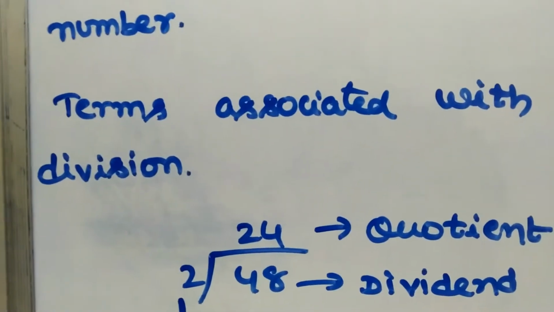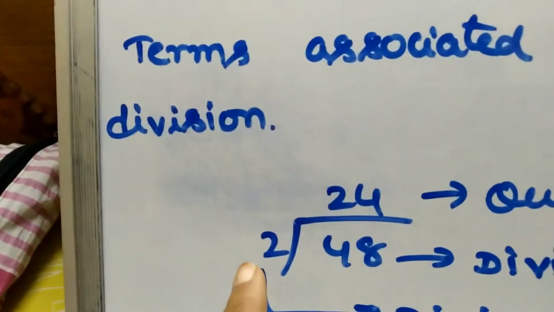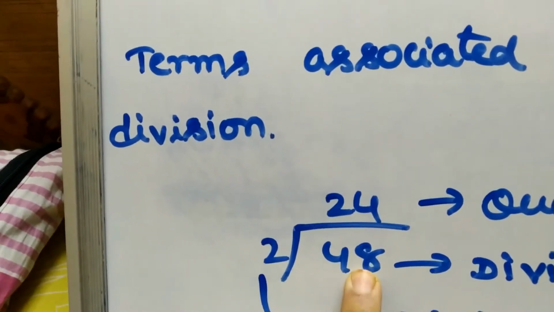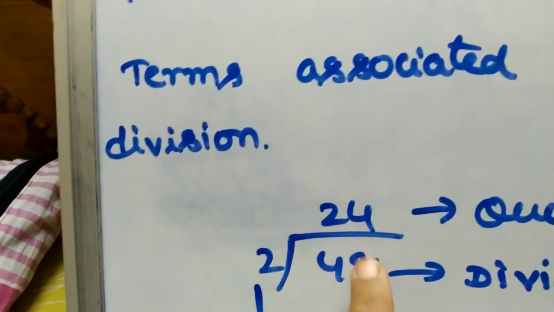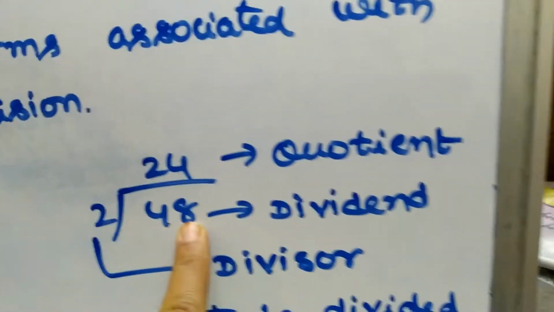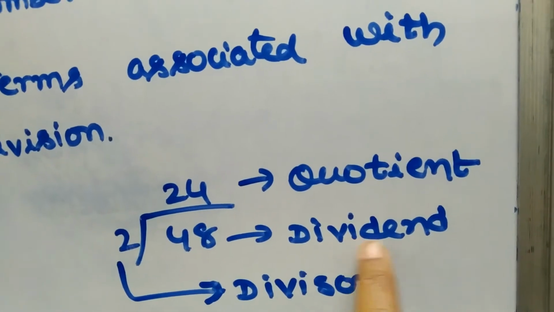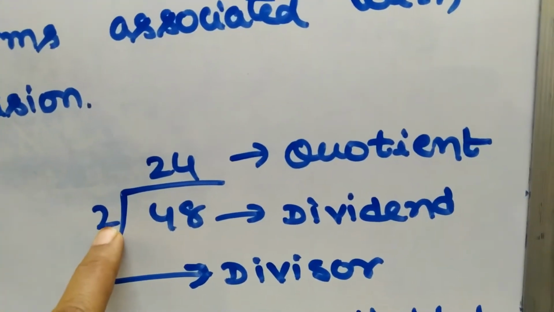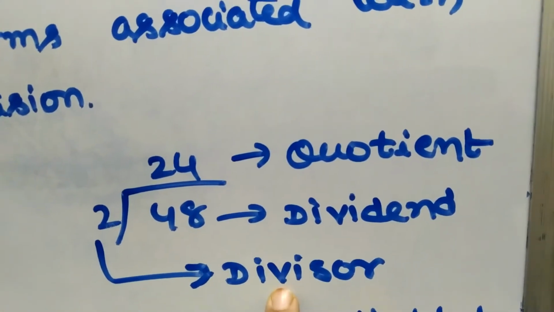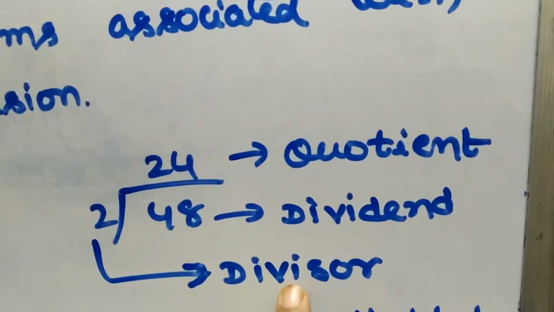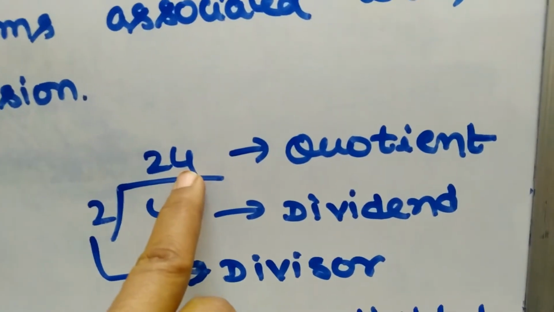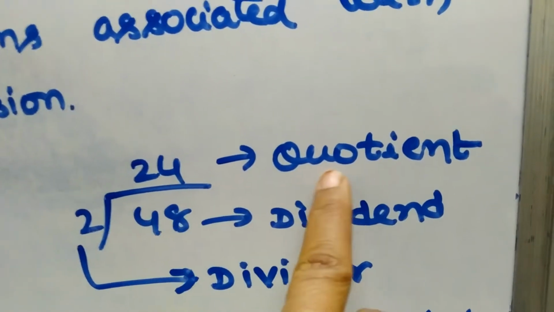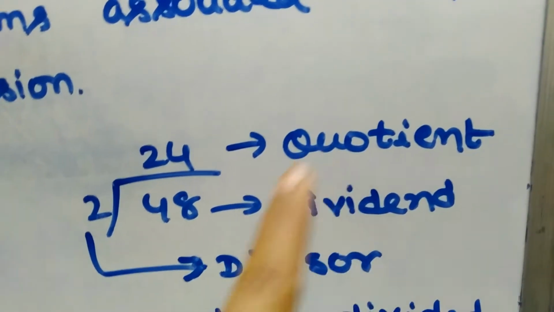Terms associated with division are, see, suppose I am dividing 48 by 2. What will we call 48? Dividend, D-I-V-I-D-E-N-D. And with what are we dividing? Number 2. 2 is called the divisor, D-I-V-I-S-O-R. And 24, the answer, is called the quotient.